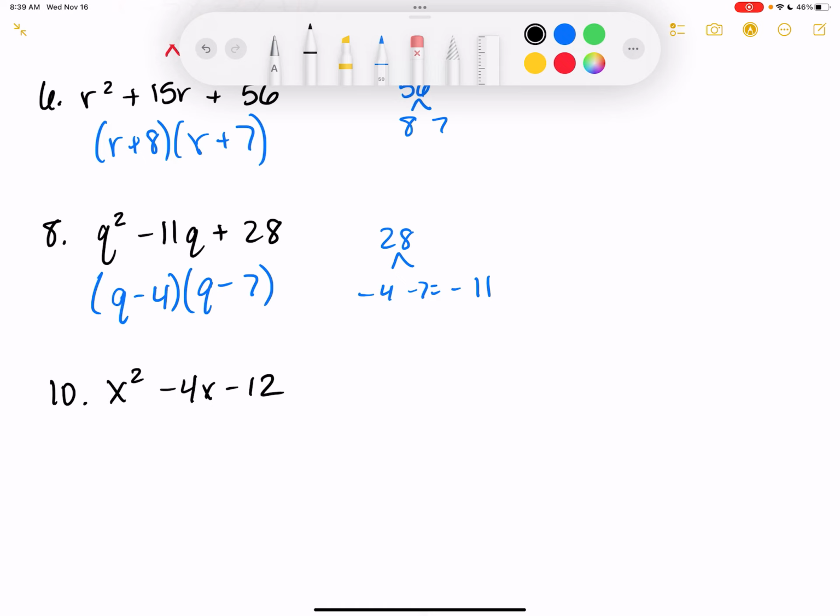So I need factors of negative 12 that, when added up, equal negative 4. Negative 6 and positive 2. So x minus 6 times x plus 2. And again, I'm going to say it: you can FOIL to check. Try to ingrain it in your brain now.